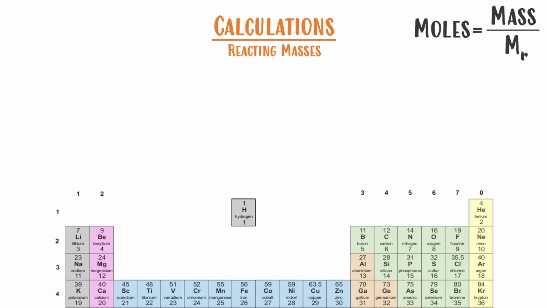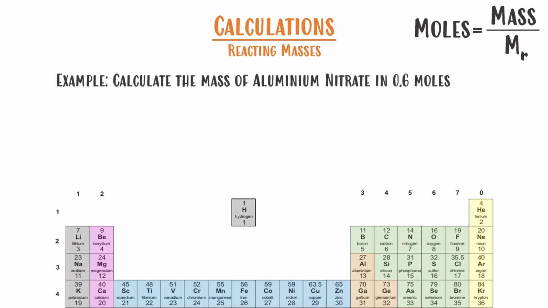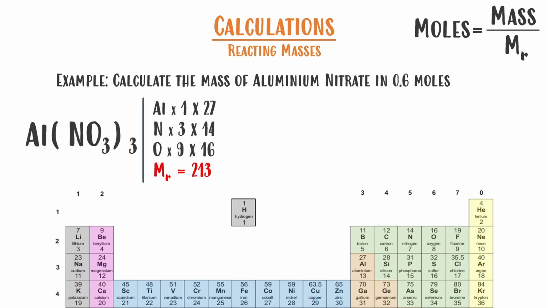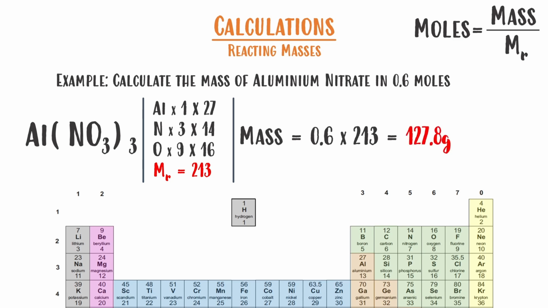Okay, one more example. Calculate the mass of aluminium nitrate in 0.6 moles. And again, we're going to start off by working out the MR. And in this case, we're going to rearrange the formula and make mass the subject, where we've got mass is 0.6 times 213 to give us 127.8 grams.